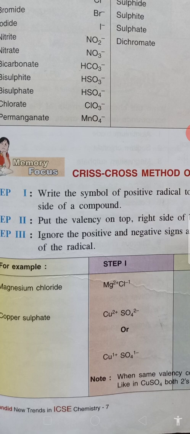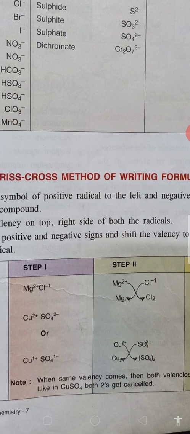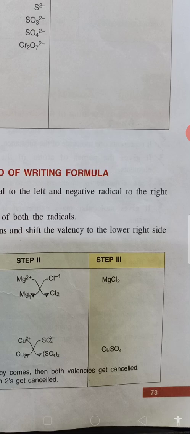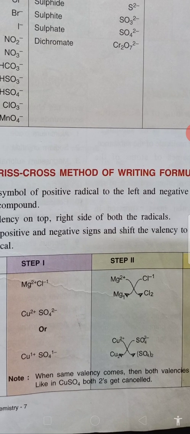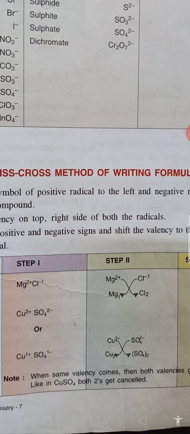Now children, this 2 and 2 can cancel each other, so we cancel them, so they become Cu plus 1 and SO4 minus 1, because their valency can be cancelled. So we divide them by the highest common factor, and then we interchange their valency, and since it is 1, it will become CuSO4. So when same valencies come, then both the valencies get cancelled, like CuSO4, both 2's get cancelled.